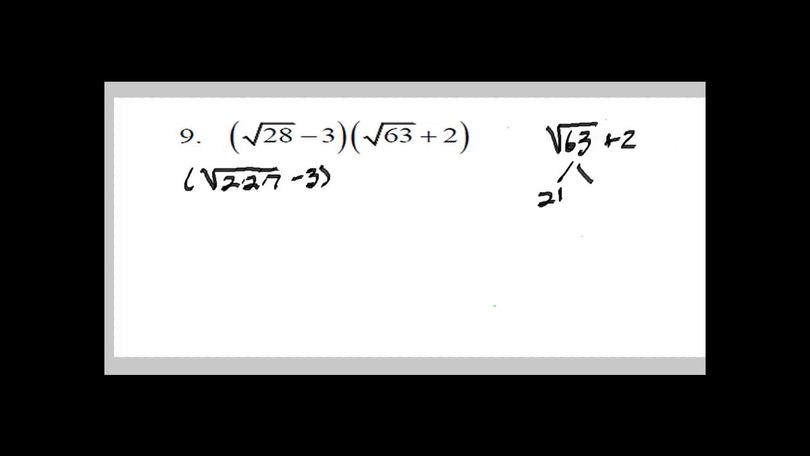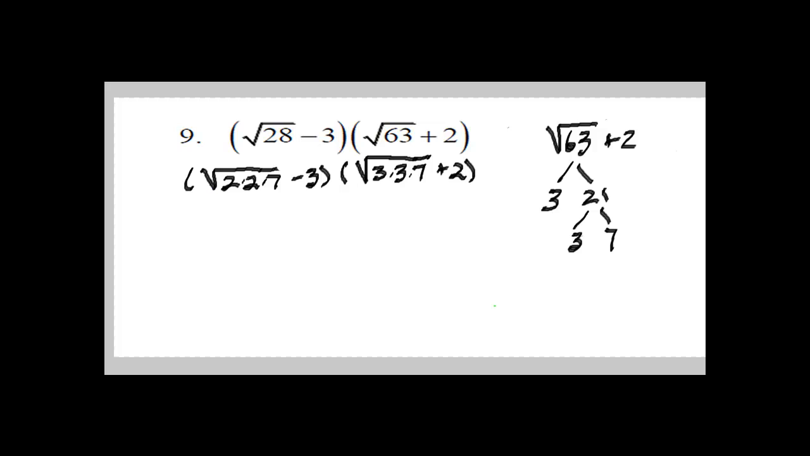Hold on just a minute. I need to put a 3 there. 2 won't work, but 3 will, right? So we've got 3 and then 21. 3 will divide 21 7 times. So there's a prime factorization for 63. So it's the square root of 3 times 3 times 7, all underneath the square root, plus 2.